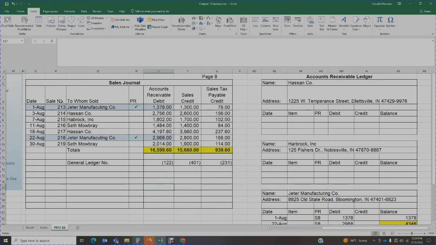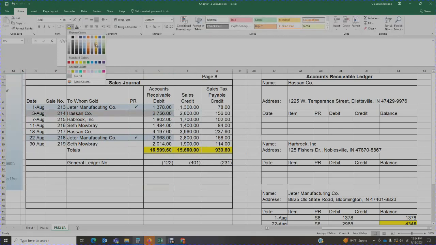Okay, now I'm going to continue with my next one that I have. I have Hassan. And let's see how many entries we have for Hassan. We have 2 entries for Hassan. Okay, so let's do Hassan up here. First, we're going to start off with August the 3rd.